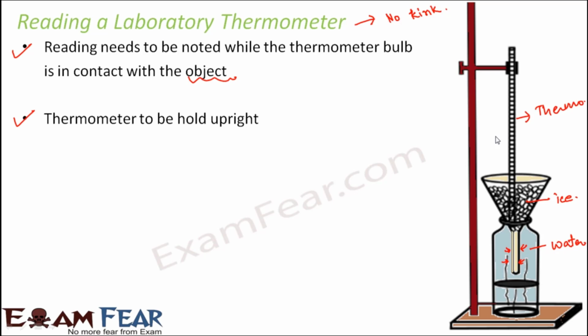And that's why you will see that in most of the laboratories, the thermometer is also provided with a clamp stand. As you can see here, you have a stand here. So nobody is going to disturb the orientation of the thermometer. Just fix the thermometer, put it inside the solution or the object whose temperature you want to see, and then immediately you note the temperature. So that's the best way to use laboratory thermometer.